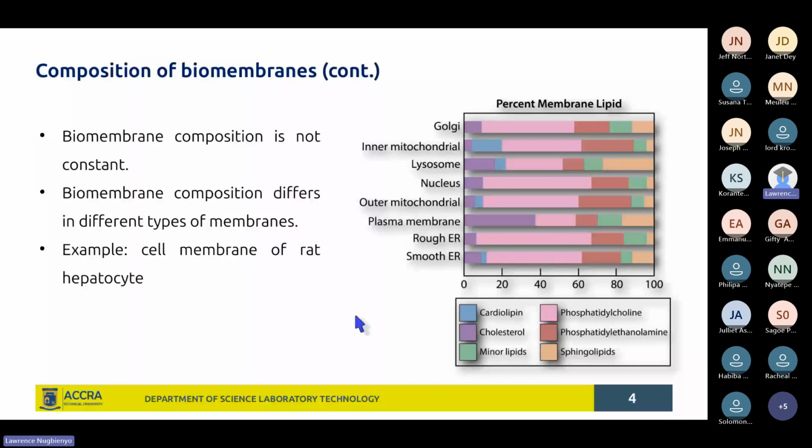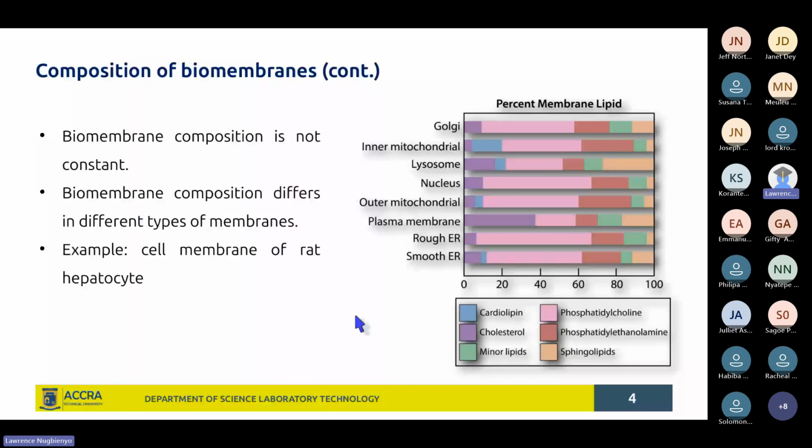Now, we also want to bring our mind to the fact that even though we're saying that biomembranes consist of these lipids and proteins and the complexes of carbohydrates with lipids and carbohydrates with proteins, all of these together, it isn't that if you take any cell membrane, the composition of it is going to be the same. Actually, you have biomembranes having different compositions, so you don't have a constant composition of biomembranes.